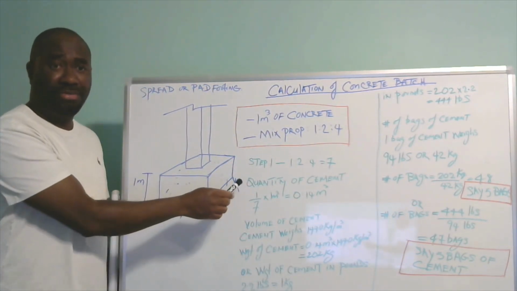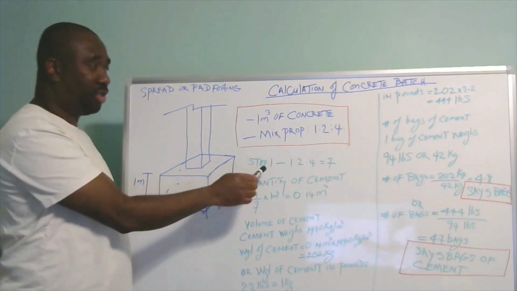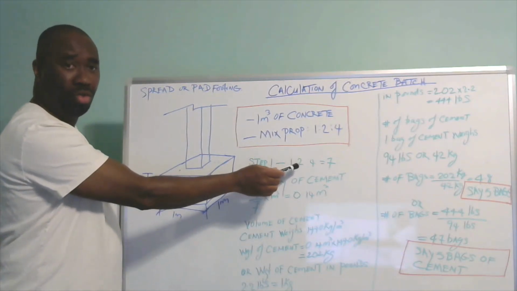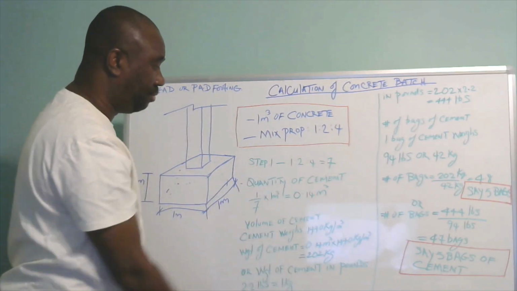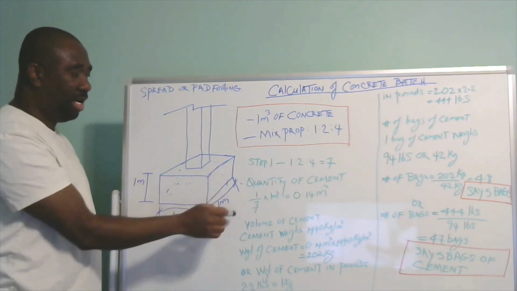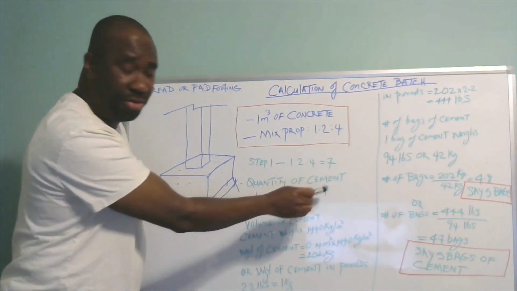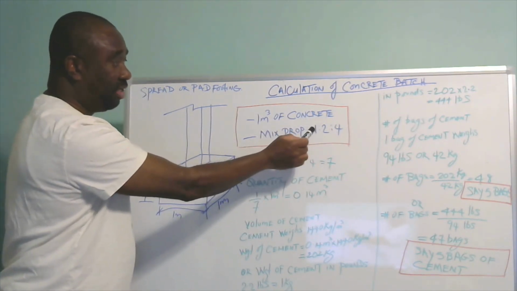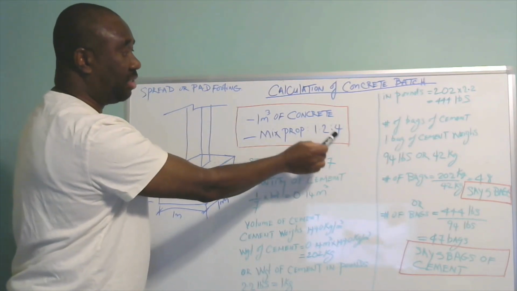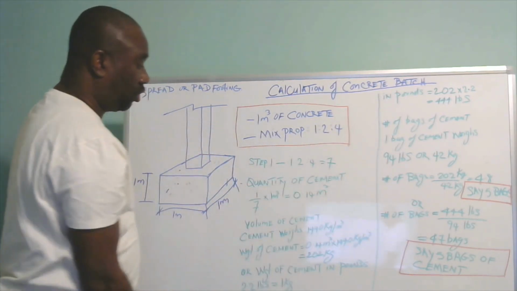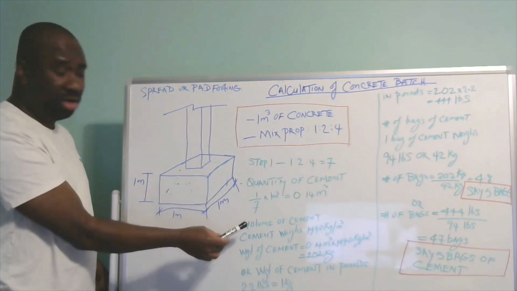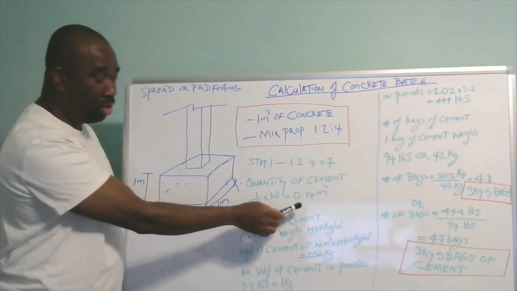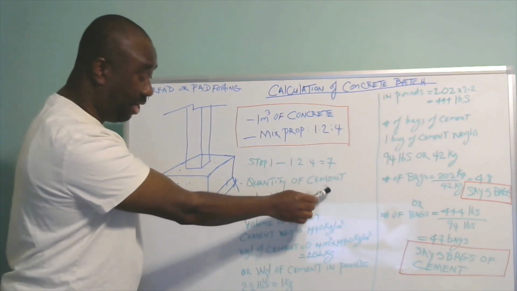So the first step is to sum your ratio, and the sum of your ratio is going to be equivalent to 7. You total 1, 2, and 4, and that is equivalent to 7. The second step is to find your quantity of cement. So remember now, this is a 1:2:4 mix. The 1 is for the cement, the 2 is for the fine aggregate, and the 4 is for the coarse aggregate. So the quantity of cement is going to be equal to 1/7 of 1 meter cube, which works out to be 0.14 meter cube.